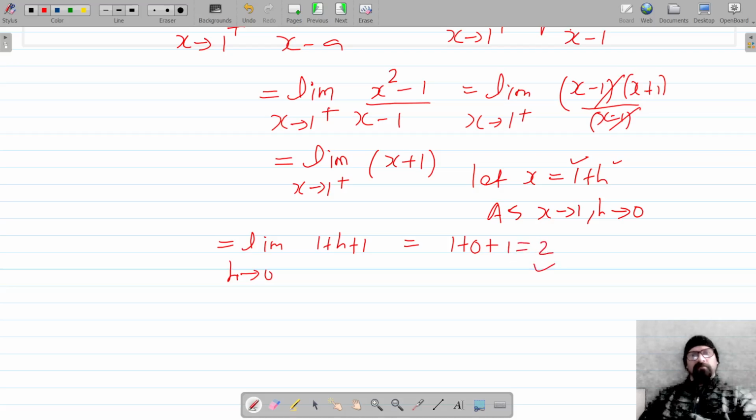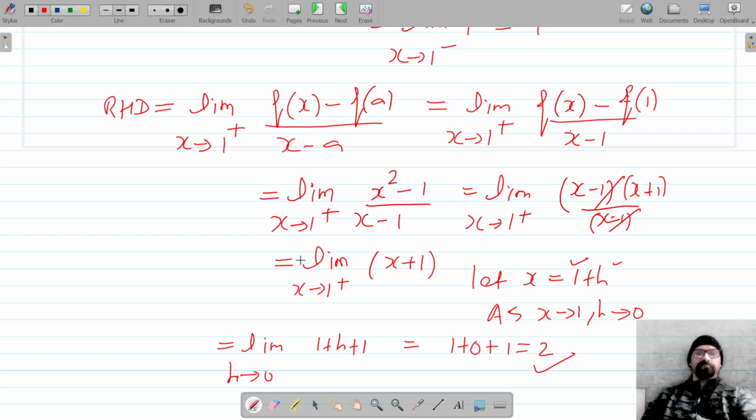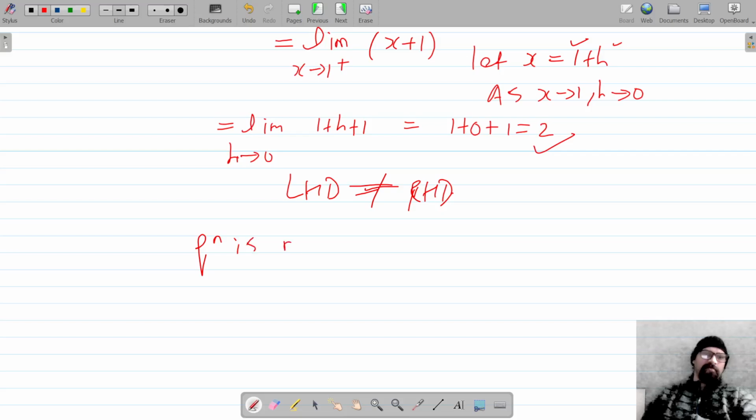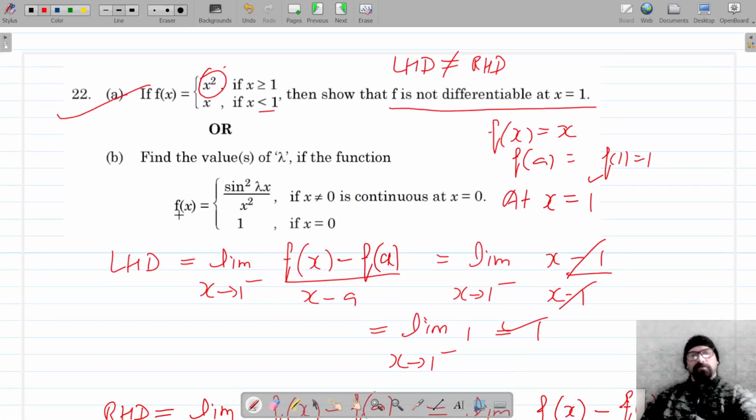So clearly the right hand derivative is 2 and the left hand derivative is 1. So that means the left hand derivative is not equal to the right hand derivative. So this function is not differentiable at x is equal to 1. So the function is not differentiable at x is equal to 1. Moving on to part 2.